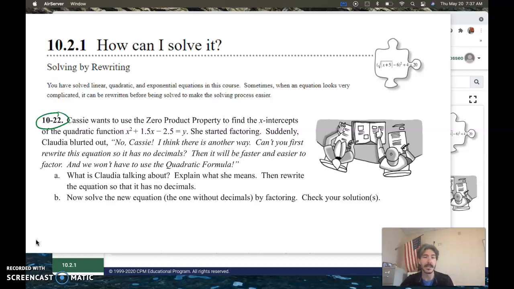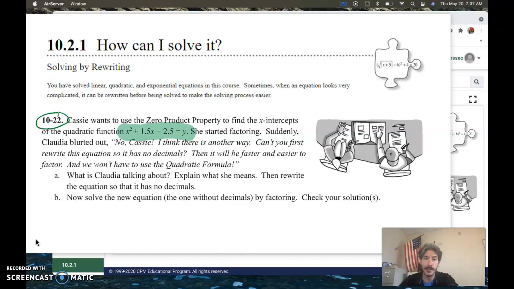But let's check out problem 10-22 here in section 10.2.1. Cassie wants to use the zero product property to find the x-intercepts of the quadratic function, and she's specifically looking at this one right here. x squared plus 1.5x minus 2.5 equals y.